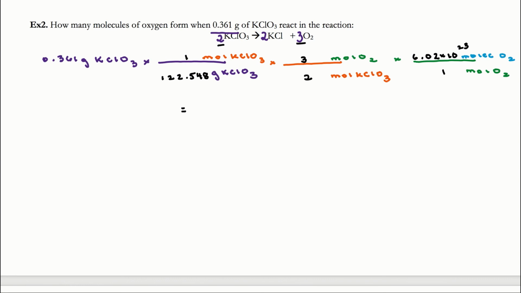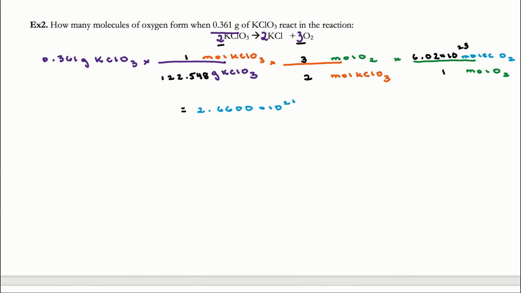So I'm going to take 0.361, divide it by the molar mass of potassium chlorate, multiply by 3, divide it by 2, and then multiply by 6.02 times 10 to the 23rd. And the value that I get here, unrounded, is 2.6600 times 10 to the 21st.